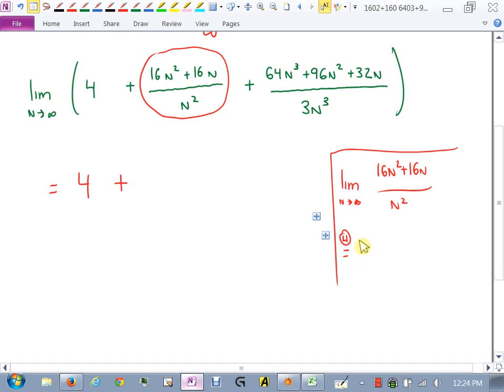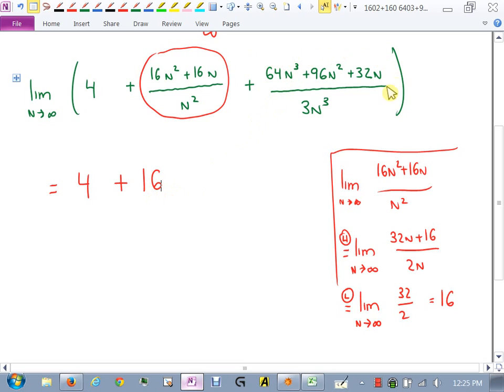So L'Hopital: take the derivative of the top divided by the derivative of the bottom. What's the derivative of the top? The limit's still here: 32n plus 16 over 2n. That's still infinity over infinity. Apply L'Hopital's rule again. I put an L. I don't like the H. I don't know why, I've just never liked the H. So you get 32 on top and 2 on the bottom, and that gives you 16. So this turns out to be 16.